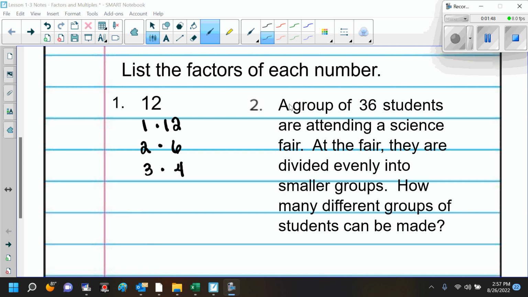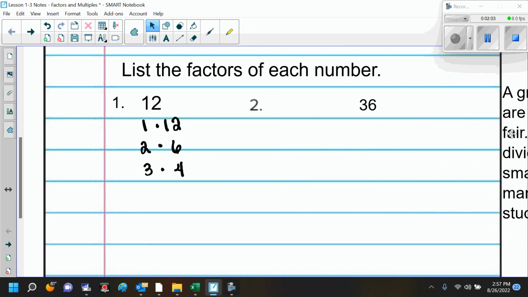So for number 2, it says a group of 36 students are attending a science fair. At the fair, they are divided evenly into smaller groups. How many different groups of students can be made? So on this one, we are finding the factors of 36. So what numbers can we multiply to get 36?